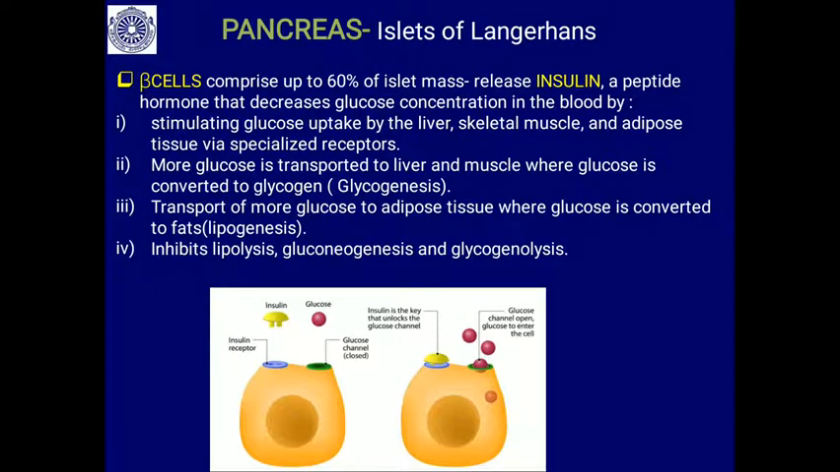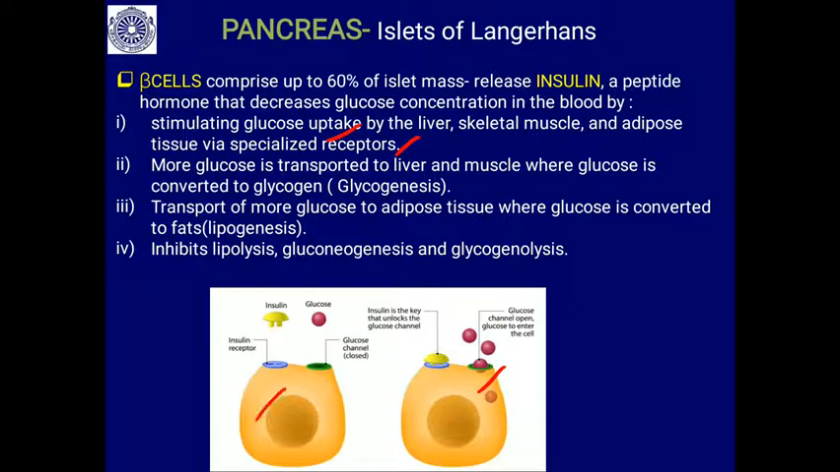First, very important, you know that beta cells of the islets of Langerhans comprise up to 60% of the islet mass. They release insulin, a peptide hormone that decreases the glucose concentration in the body by stimulating glucose uptake by the liver, skeletal muscles and adipose tissue via specialized receptors. So, there will be glucose receptors on liver, skeletal muscles and adipose tissue.